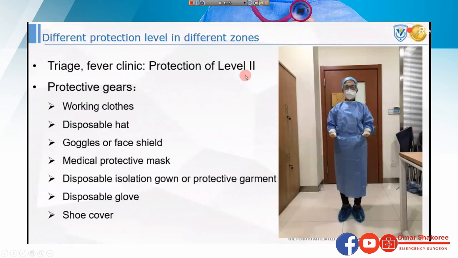Number 2, protection level 2, which is used in the emergency department, triage zone, and fever clinic. Here we have a doctor and medical caregiver in working clothes with a disposable hat, goggles or face shield, and a medical protective mask, not only the surgical mask, but the medical protective mask, which is N95, and a disposable gown, disposable gloves and shoe cover. This is protection level 2.